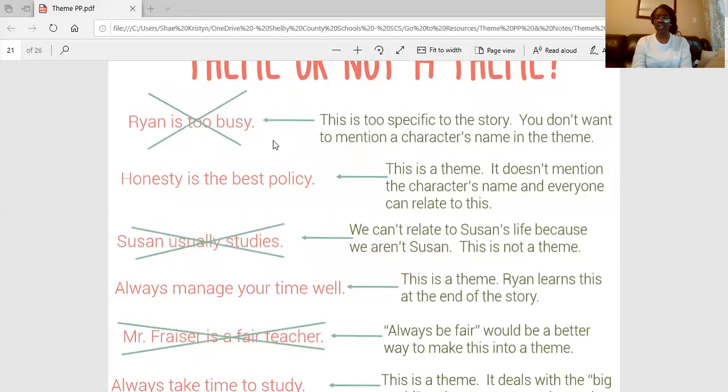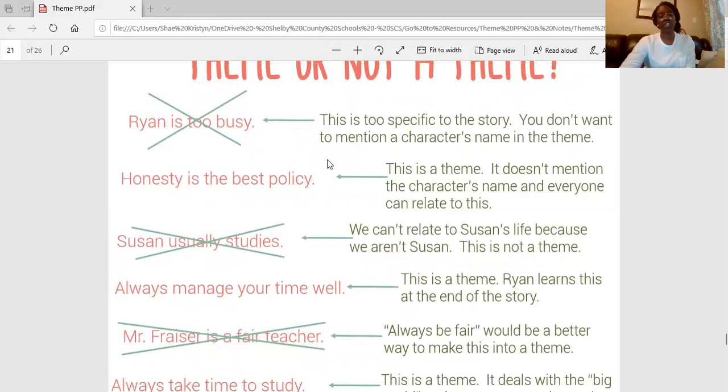Susan usually studies. We can't make this the theme of the story, because we can't relate Susan's life to the story, because we aren't talking about Susan and this is not the theme. The story barely mentions Susan as one of the characters in the story. She's a minor character. And so you want to think about the story, you want to think about the lesson that the main character is learning, the main character.